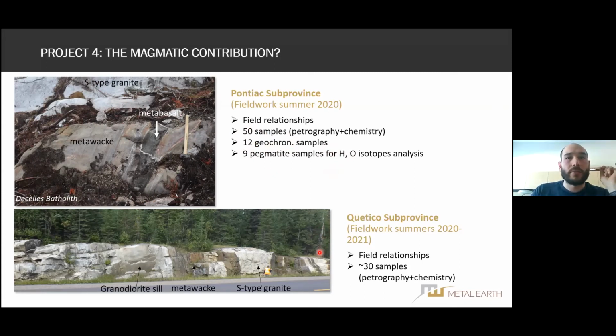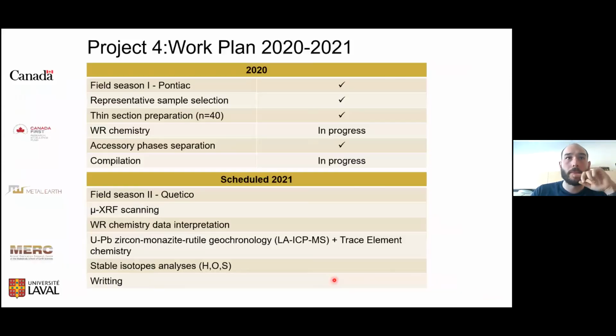And this is another field example from the Quetico subprovince. I would say this is a classical outcrop, really beautifully exposed along the roads, where you can observe deformed metawakis that are verticalized. You can observe the presence of pre-tectonic granodiorite seals and the syn to post-tectonic S-type granite that are composed of biotite, muscovite, and garnet. So what's going to be the next steps for that project?